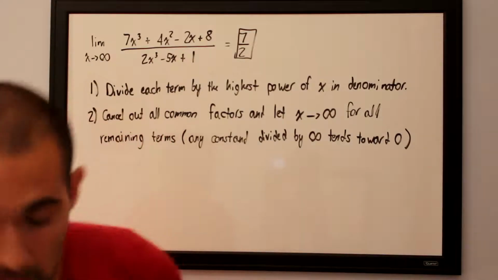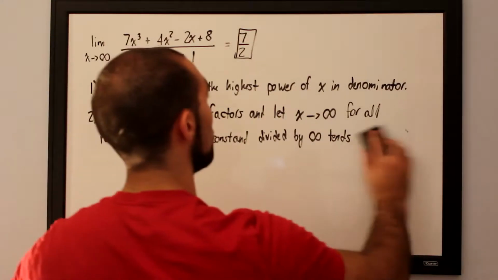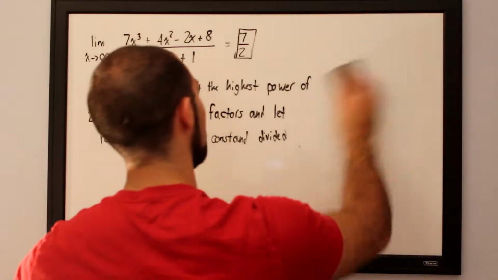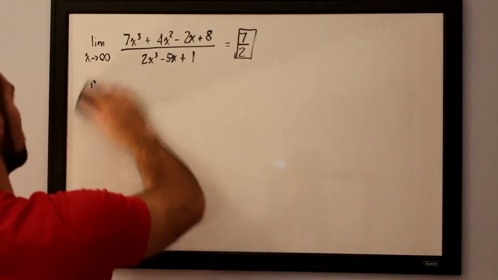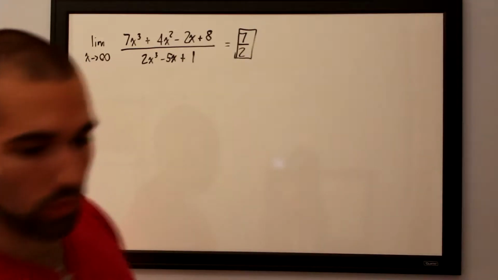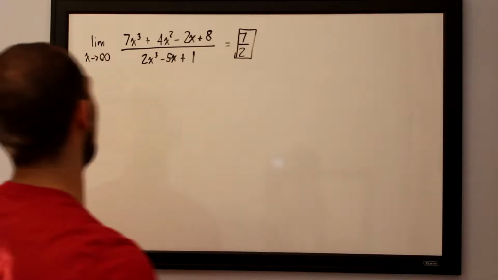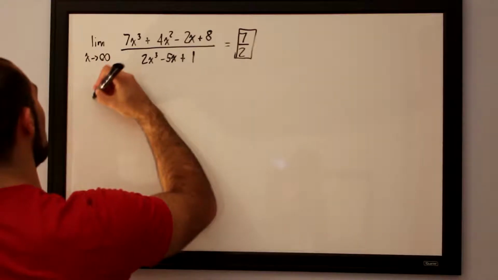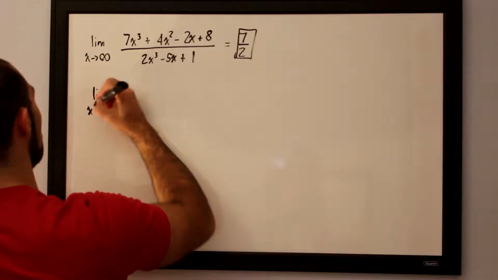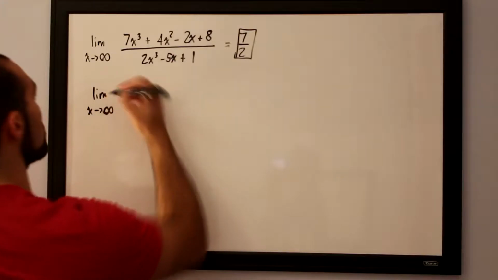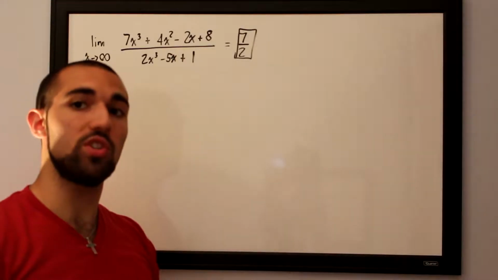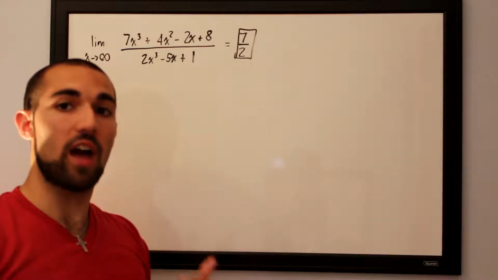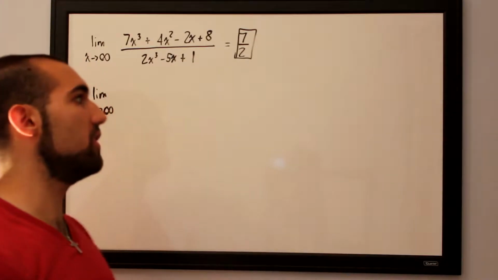So let's take this problem over here and expand on it a little bit. We know that the limit is going to be equal to 7 over 2. However, let's find out why. Say we wanted to evaluate the limit as x approaches infinity for this function, and we already have it written out over here. So let's start with the first step, which is to divide everything by the highest power of x in the denominator.